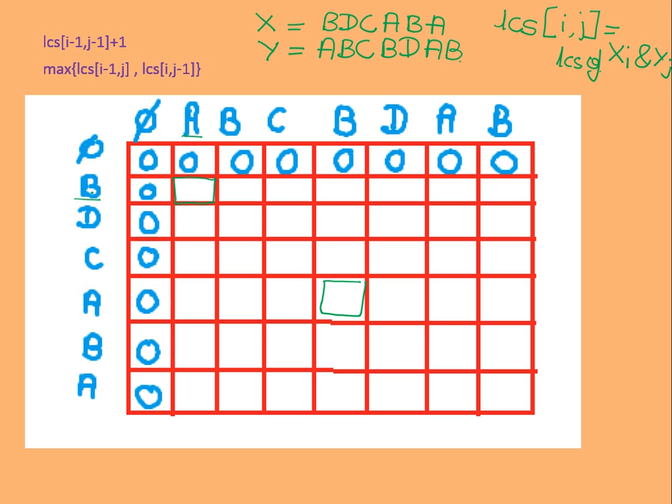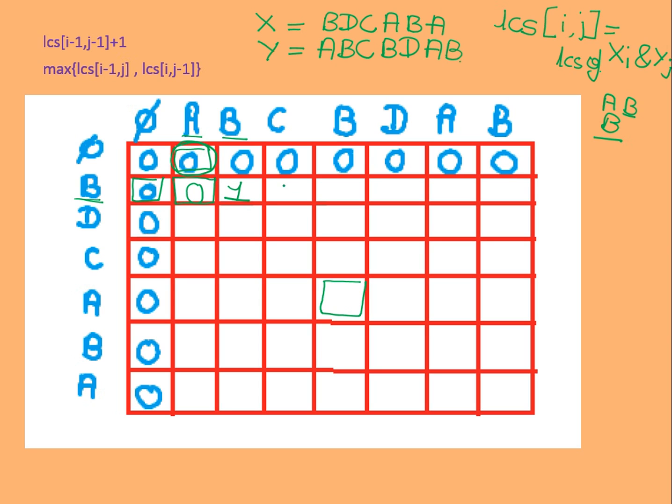They are not equal. Thus the maximum of LCS[i minus 1][j], which is this, or LCS[i][j minus 1], this. So the maximum is also 0. I'll store 0 here. Now B and B. So they are equal. Thus LCS[i minus 1][j minus 1], which is this, so 0 plus 1, I'll store 1 here. And you can think about it also, like if you have AB and B, then the LCS of it will contain B only. Thus the length of LCS is 1.